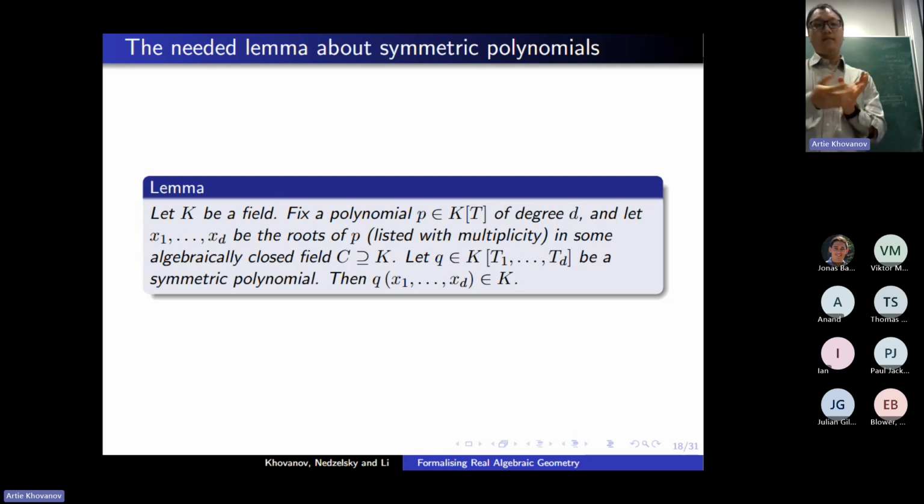if x1, ..., xd are the roots of P, and they are in some algebraically closed field of K, like C, and if Q is a polynomial over K, and we evaluate Q on these x, then the result will also be in K. Note these x may not be from K. They can be in the algebraic closure of K, but if Q is a symmetric polynomial and we evaluate Q on these elements, the result will still be in K. So this is a lemma we need.